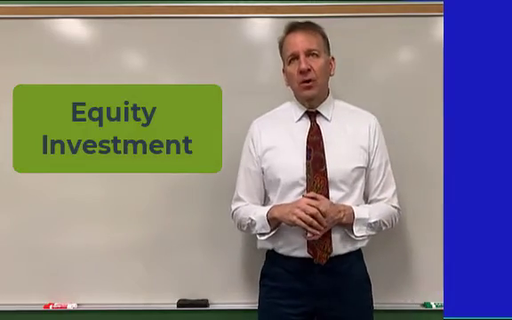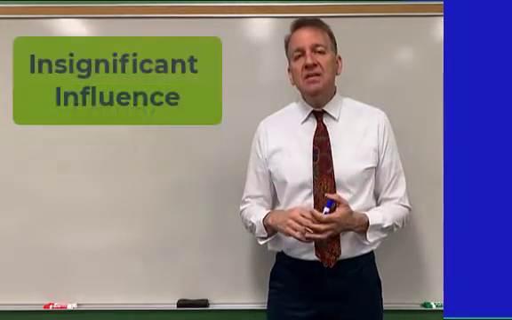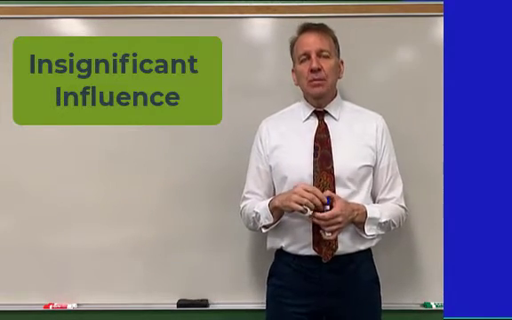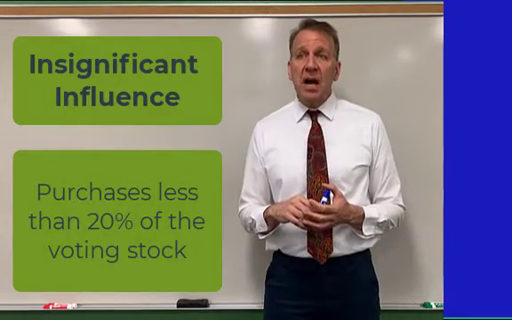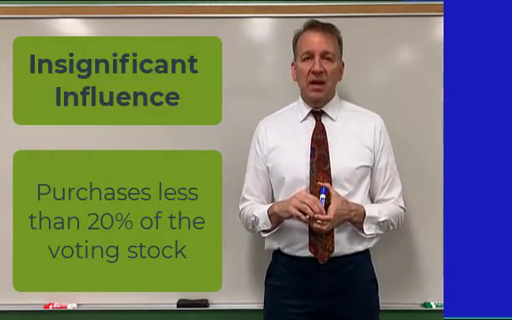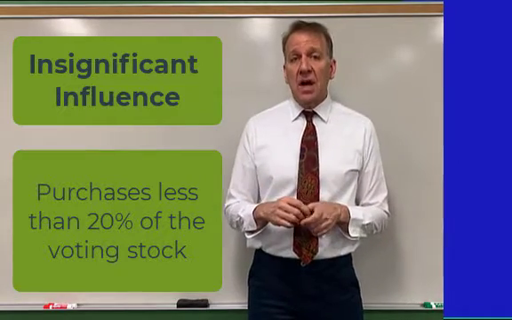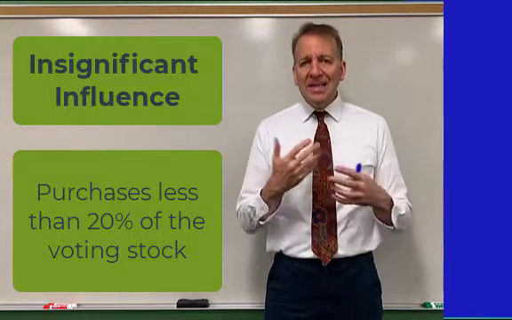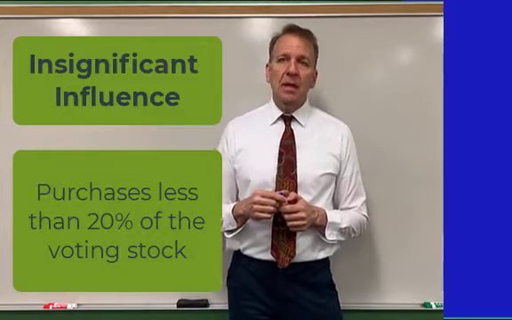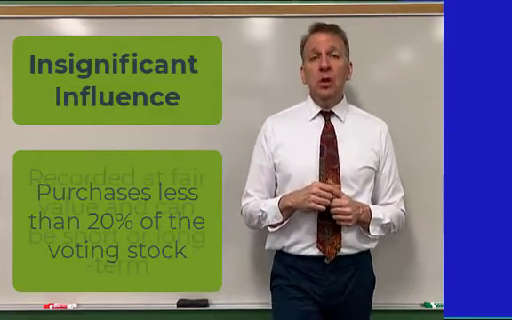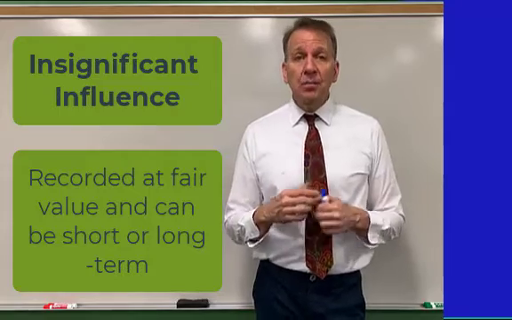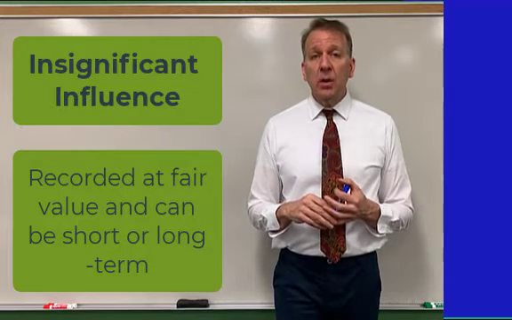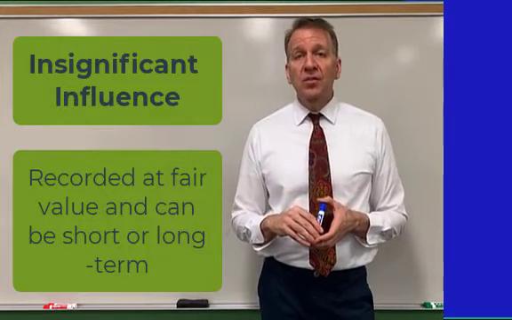The first way that we can account for it is if we have insignificant influence. That's an important term. We call it insignificant influence. And this means that the purchaser of the voting stock is purchasing less than 20% of that stock. So they have less than 20% of the stock in their portfolio. So then they have insignificant influence over the dealings in that corporation that they're purchasing, okay? When you have insignificant influence, we just record this at its fair value. Whatever price we paid for it, less any sort of transaction costs, would be our price that we would have on our balance sheet for this investment.